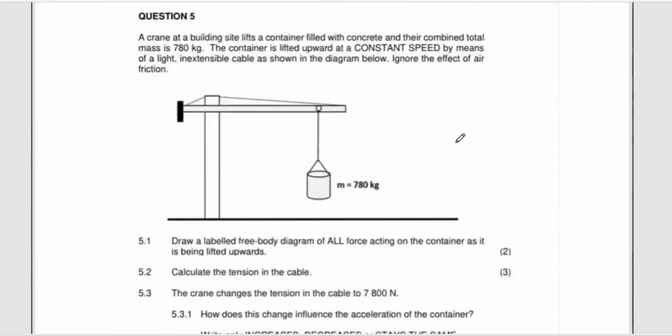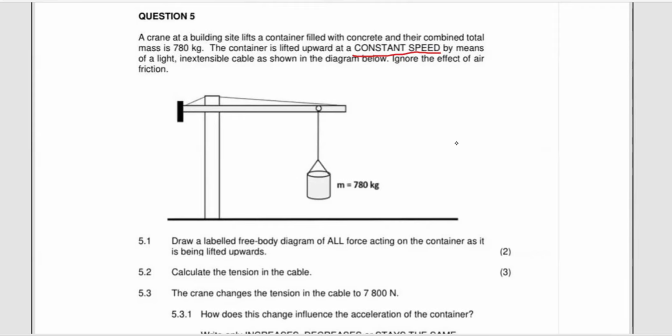All right, question number 5. A crane at a building site lifts a container filled with concrete and their combined total mass is 780 kg. The container is lifted upward at a constant speed. This word is even in capital letters, no? By means of a light and inextensible cable. Ignore the effects of friction.